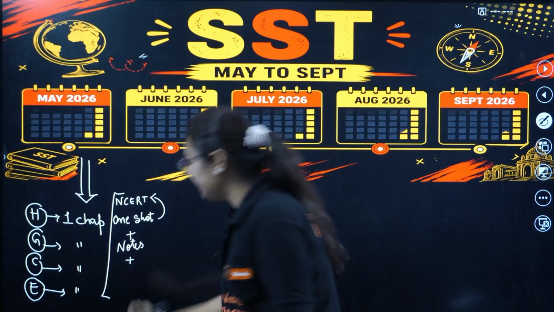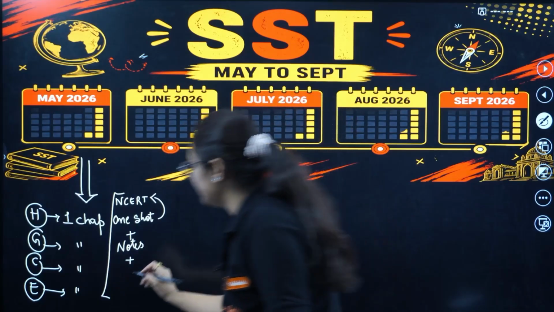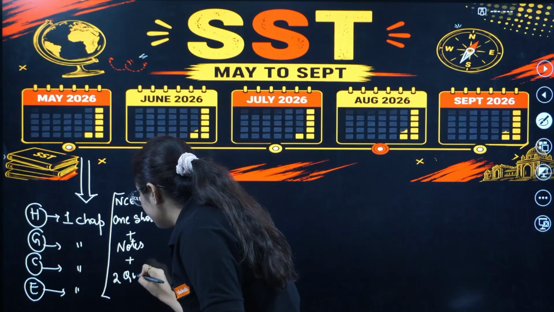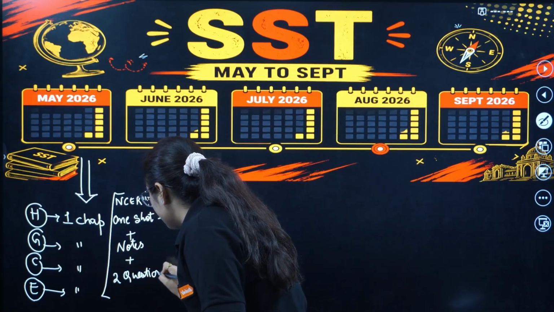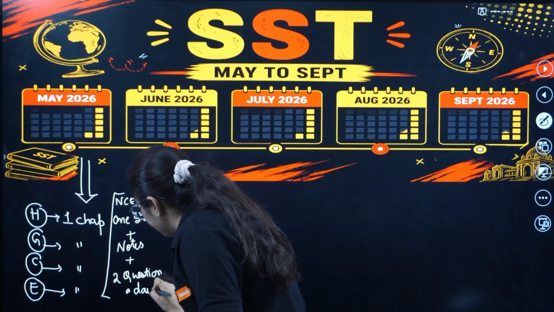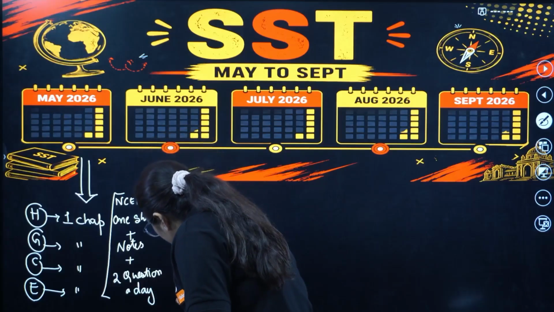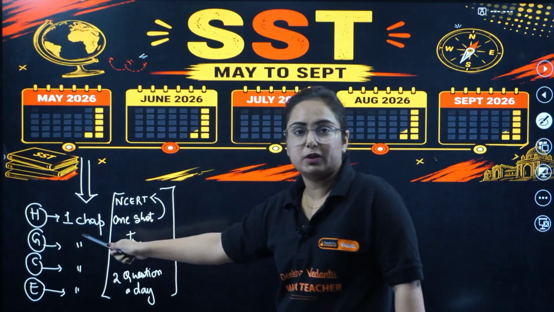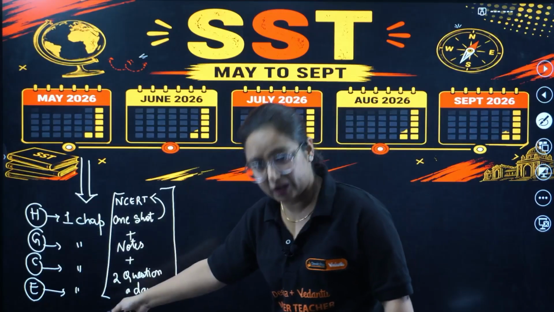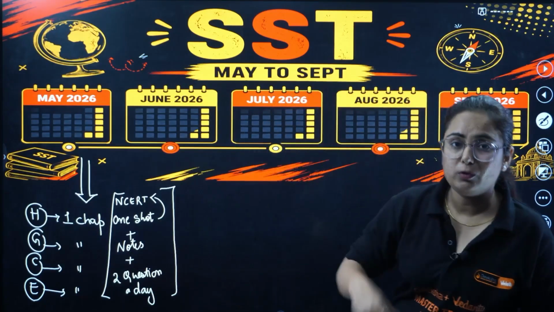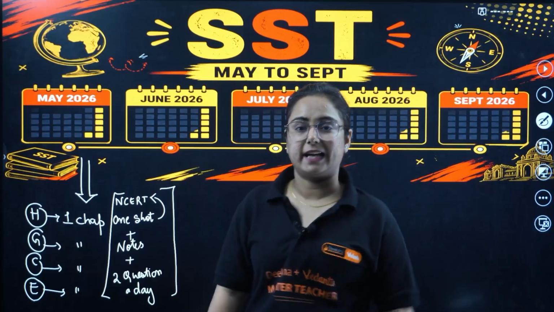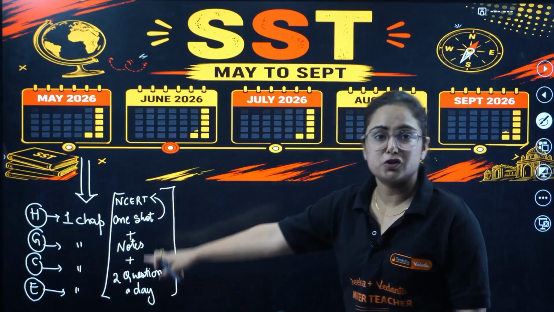Once you are done with this, make a habit to practice 2 questions a day. Okay, 2 questions a day. If you follow this for 1 week for the first chapter of either history, geography, civics or economics, automatically you will be interested in completing the second one, and this is how your month of May should go.